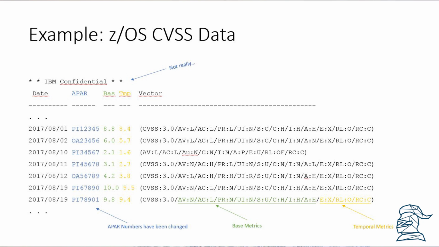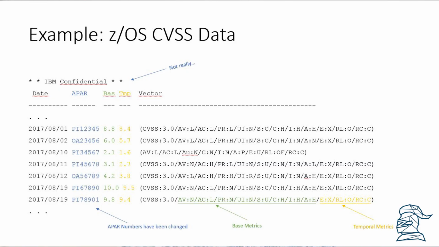The second column, the temporal score, we'll leave for another day. If you look at the vector, there are two types of vectors there. One that's prefaced with CVSS:3.0, so that's a version 3 score. And then you'll see in the third line, there's a vector that has no prefix to it. That's a version 2 score. As we're moving forward, you'll be seeing version 3 scores only.